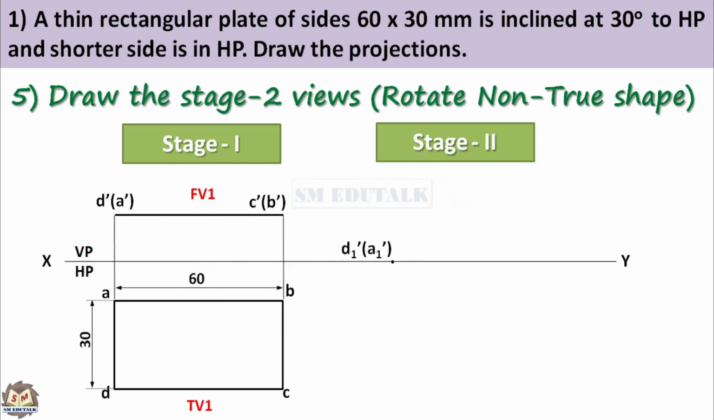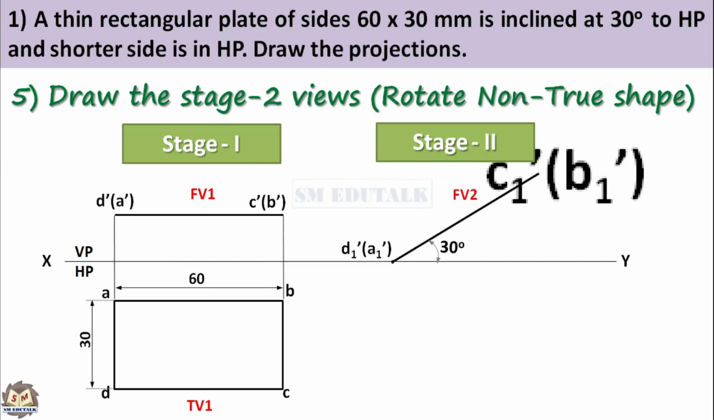Mark a point anywhere on the line next to the stage 1 drawing. This is the left endpoint of the stage 2 front view, named D1 dash bracket A1 dash. Draw a thick line from that point, inclined upward at 30 degrees, with a length of 60 mm. This is the front view of stage 2. The other endpoint of this front view line is C1 dash bracket B1 dash.